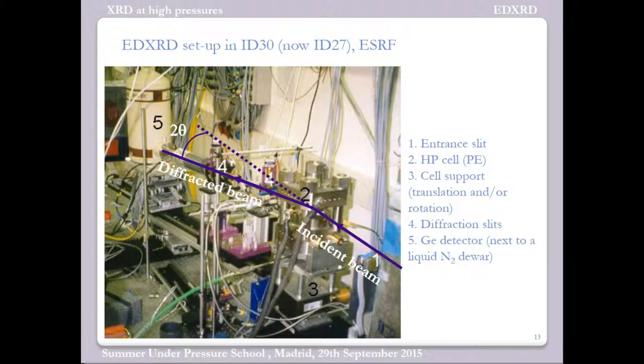This is an example of a setup in the old ID30 at the ESRF. We have the entrance slits here, the high pressure cell, which is motorized, then the exit slits, and the detector, which is inside this dewar, a germanium detector. It's a very simple setup.